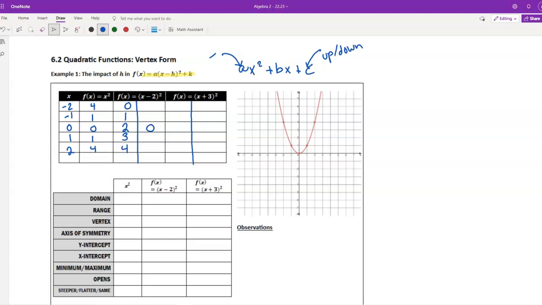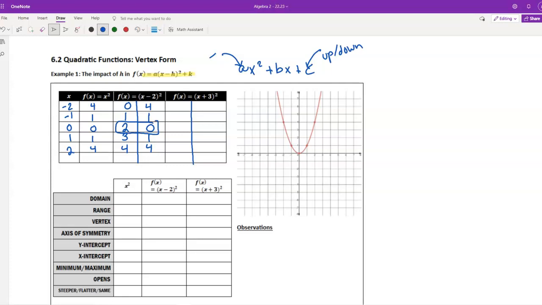I get 1 minus 2 is -1. -1 squared is 1. 0 minus 2 is -2. -2 squared is 4. And then you'll notice here 3 minus 2 is 1, and 4 minus 2 is 2. So we can see here that this was actually my vertex.